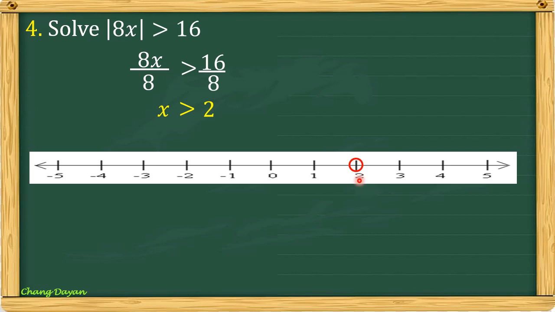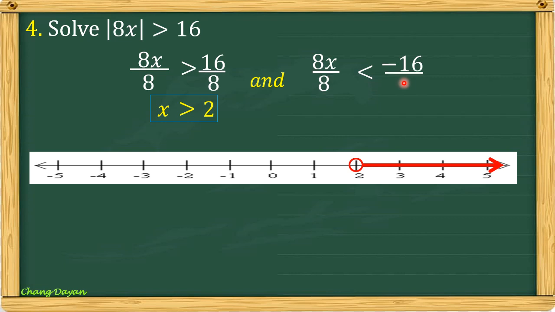So, we are going to the right, pataas. So, lahat ng values mula sa 2 pataas ay magsasatisfy sa ating inequality. Next, let us get the inverse. So, 8x, we will be using here less than. Dito ay greater than. Gagamitin natin ito ay less than. At ang inverse ng 16 ay negative 16.